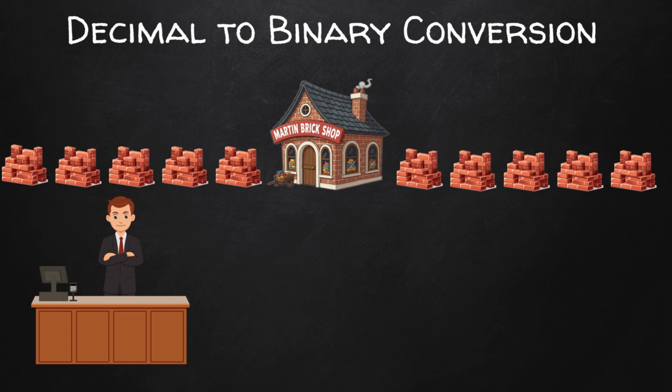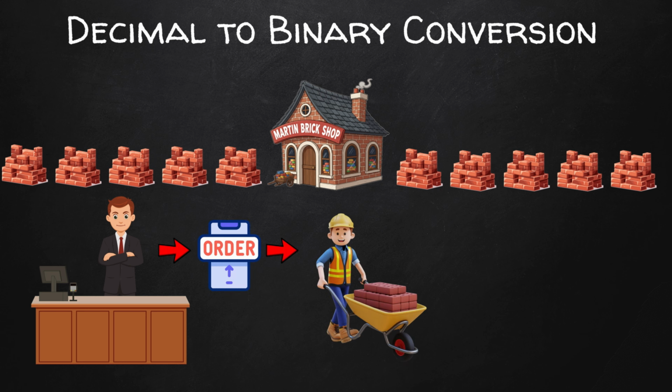In the Martin Brick Shop, there is a counter table. We can call it the reception. And Martin is the one who manages this reception. When a customer reaches Martin to buy bricks, they give the order at the reception. Once Martin receives the order from the customer, he creates an order list, then transfers that to his assistant. His name is Bob. Bob is working at the Brickyard.